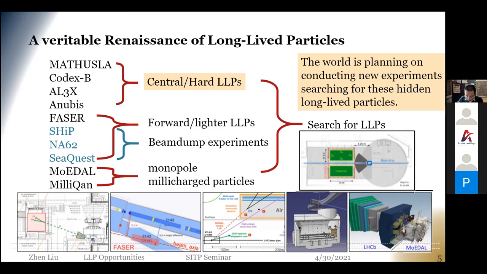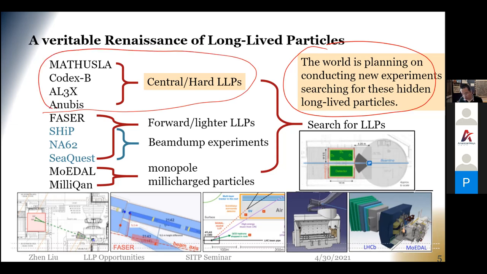And there are many, many proposals that have been put forward to look for long-lived particles, such as MATHUSLA, CODEX-b, FACET, ANUBIS, FASER, SHiP, et cetera, okay? But the basic fact is the world seems to be planning and conducting new experiments searching for those hidden long-lived particles. And in particular, for today's talk, I would like to concentrate on this class of possibilities, which is the centrally produced heavy long-lived particles. If you map it into the mass plane, it's basically anything above tens of GeV. Because below that, I think there are other facilities to look for them, such as beam dump experiments or forward physics experiments. Okay.